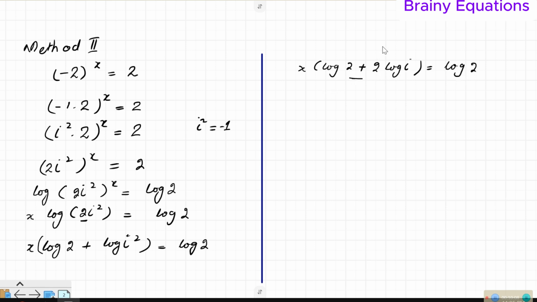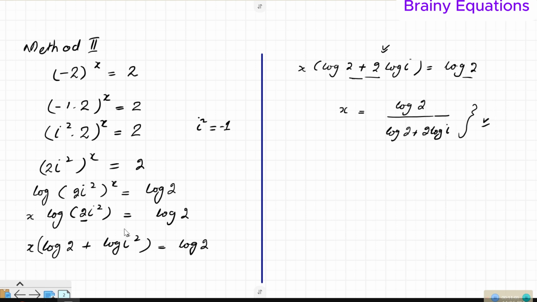Here it is again constant, and it is also constant. This constant involves one real part and the other one is an imaginary part because of this i. So we can divide log of 2 by this part and we will get x is equal to log of 2 divided by (log of 2 plus 2 log i). So again, it involves a real part and an imaginary part, so it is not a real solution, it is an imaginary solution.